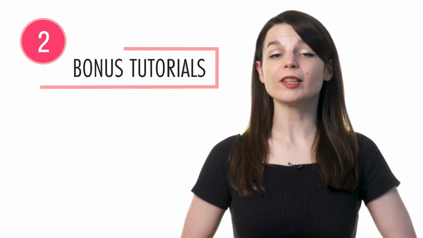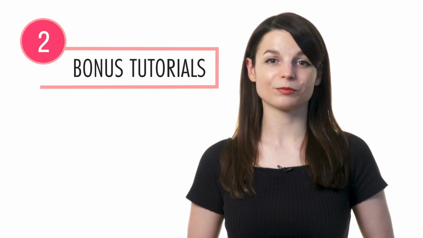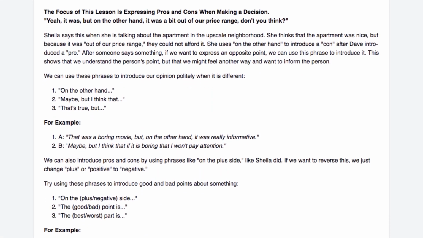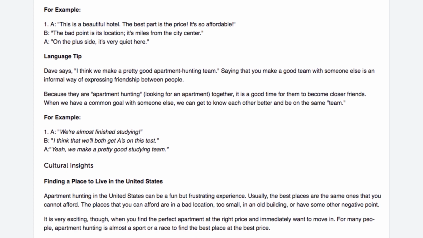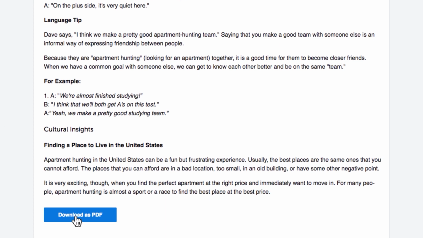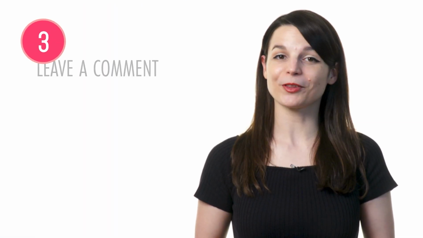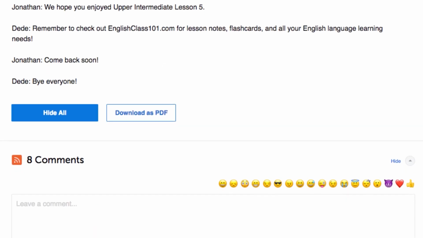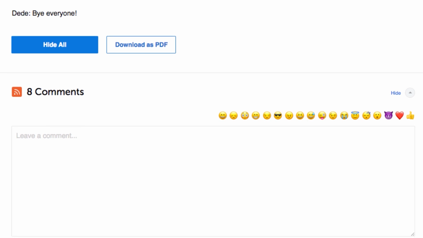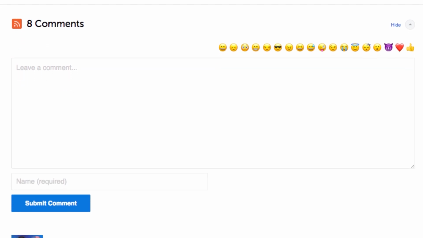Number 2. Read the bonus explanations and tutorials. With the lesson notes, you get extra grammar explanations and examples that are not presented in the lesson. After you're done with the lesson, read the lesson notes for extra review. You can even save them as PDFs so that you can access them anytime. Number 3. Leave a comment on the lesson. Once you've learned a grammar point, be sure to use it. Leave a comment in the comments section. Write some example sentences for practice. Our teachers will review your comment and give you feedback.